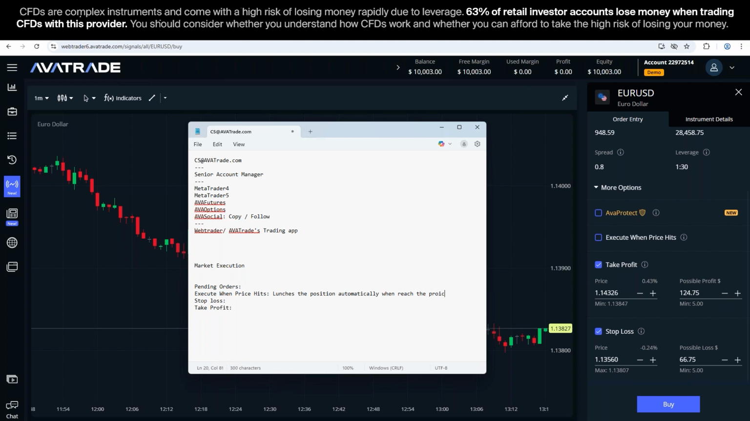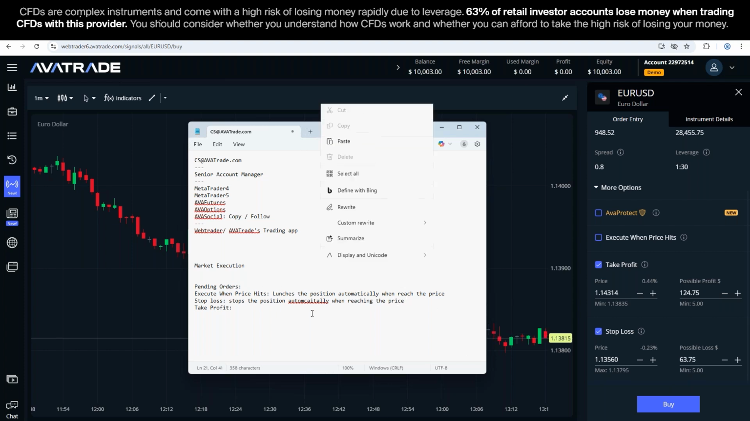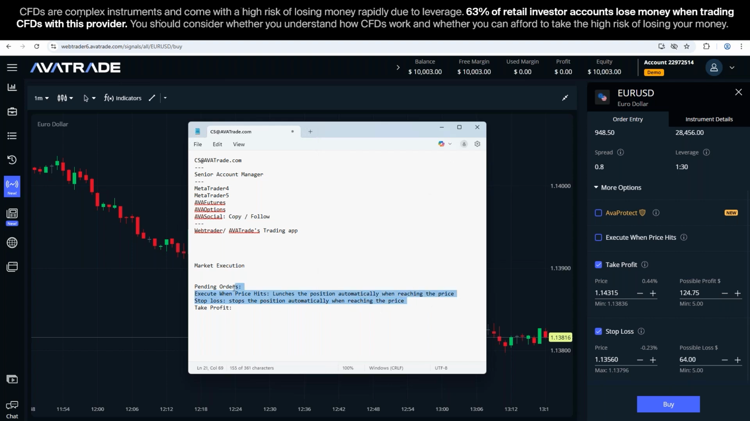When reaching the price, we've got stop loss, which stops the position automatically when reaching the price. And we've got take profit, which stops the position automatically with a profit. Stop the position automatically with a loss. Okay, maybe we'll put it at the end.